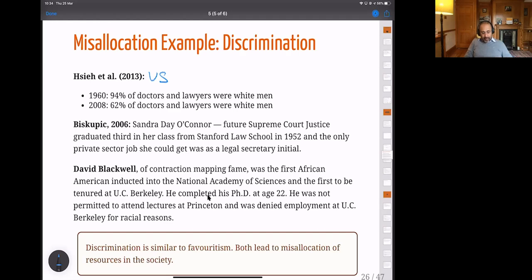Another example, David Blackwell, he developed something called contraction mapping. It's a mathematical notion. He's a famous economist, got admitted into the National Academy of Sciences. When he completed his PhD at 22 and got a postdoc, he was not allowed to attend lectures, and he was denied employment. He was not hired at UC Berkeley for racial reasons. So these are examples of discrimination. Now, the useful thing is, discrimination is exactly like favoritism.